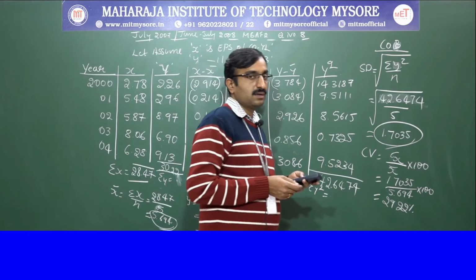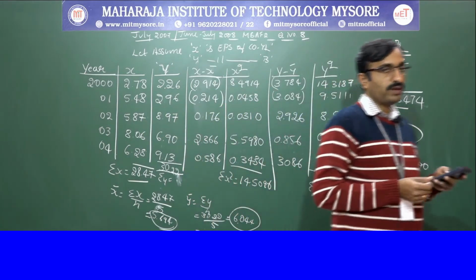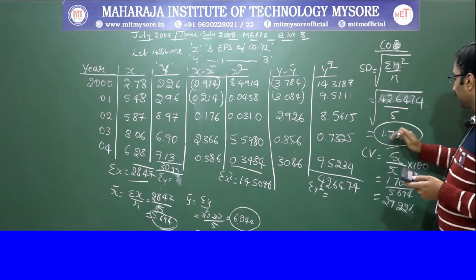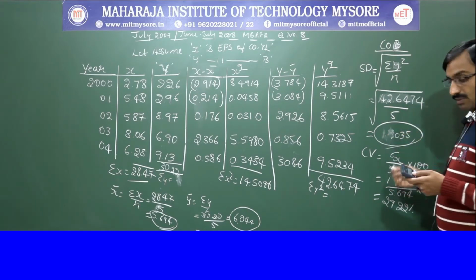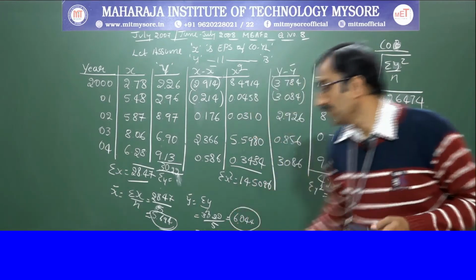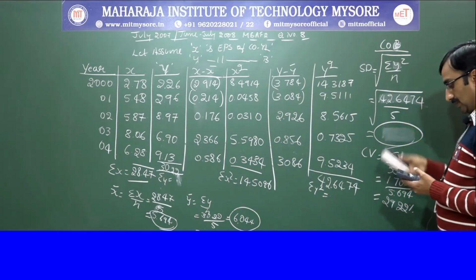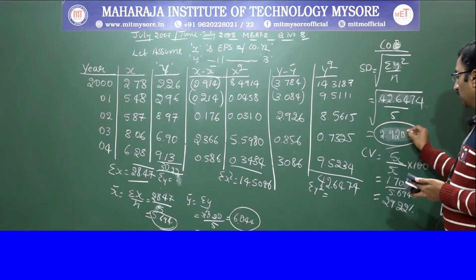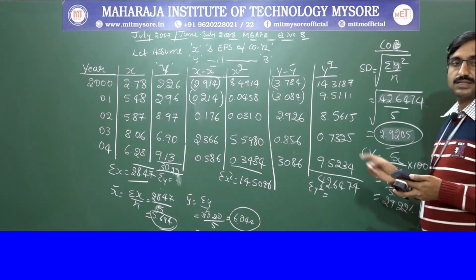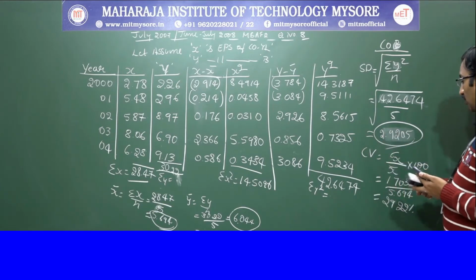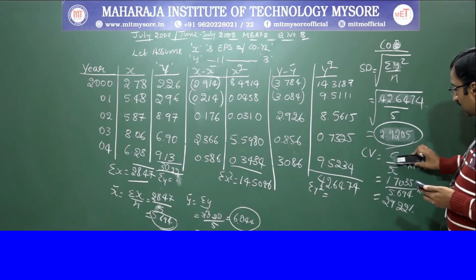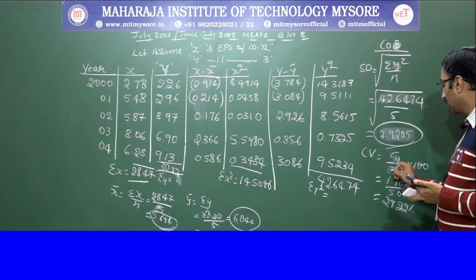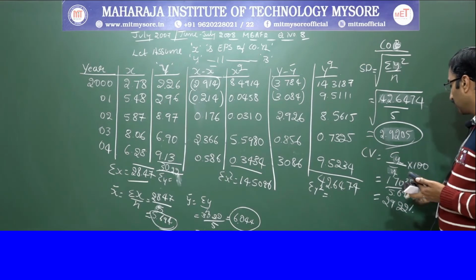So, I will get 2.9205. Okay, this is the value we will get. Then go for the CV calculation, CV of y, that is sigma y divided by y bar into 100.